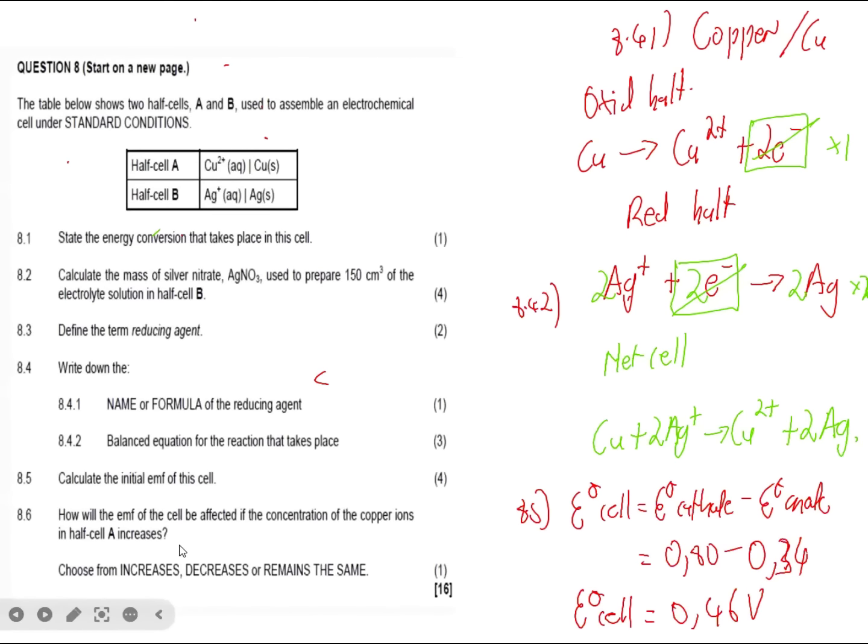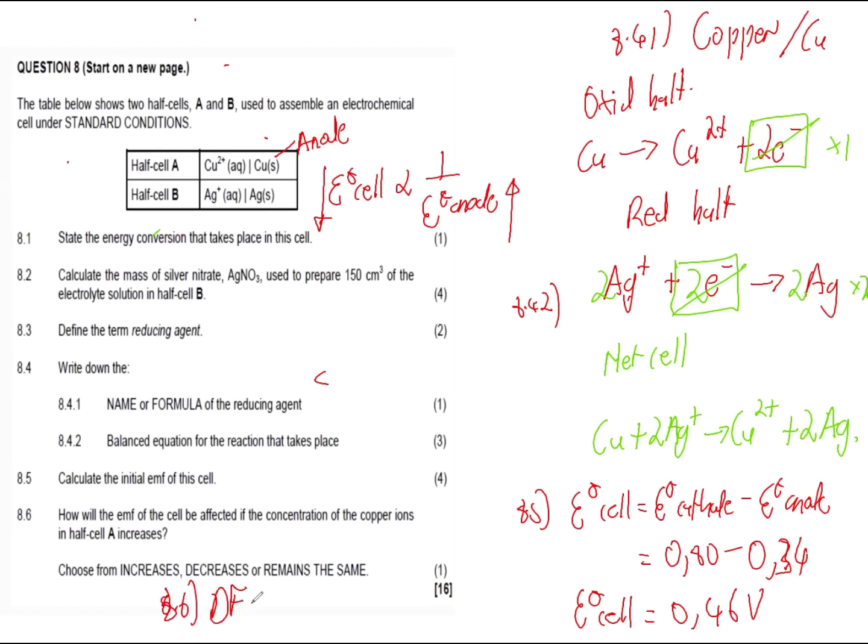And then what else? 8.6: how will the EMF of the cell be affected if the concentration of the copper ions in half cell A increases? Note that your copper ions are on the anode. And what did we say according to this? E cell is inversely proportional to the E anode. So if you increase the concentration on the anode, then it negatively affects the E cell. So our answer here for 8.6 has to be decreases. Decreases. Right.